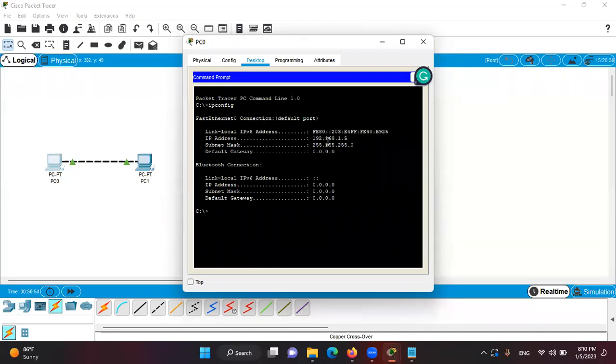So this says 192.168.1.5 is the first computer. Again, 255.255.255.0 is the subnet mask. The meaning of that is I can't change these numbers when I'm going to apply a new IP to the other computers. I can't change these numbers when I'm going to insert an IP address to the other computers.